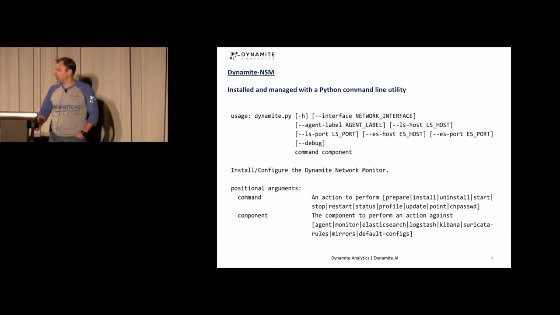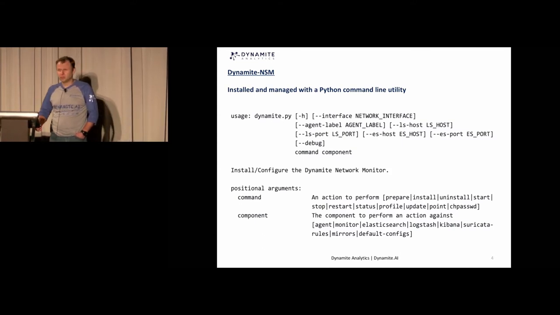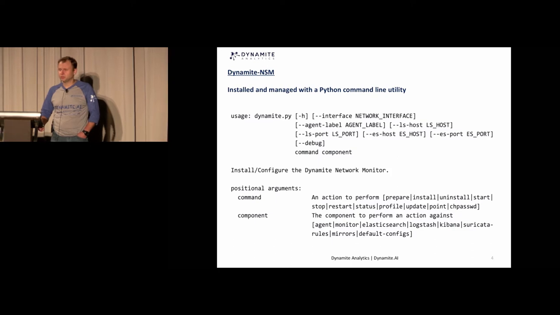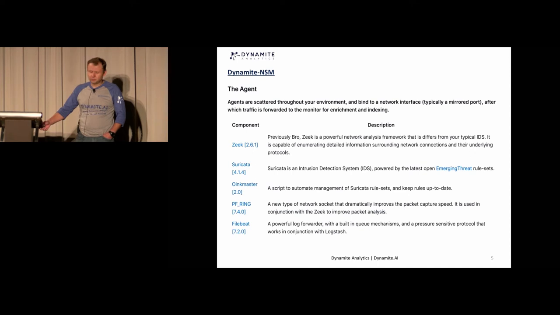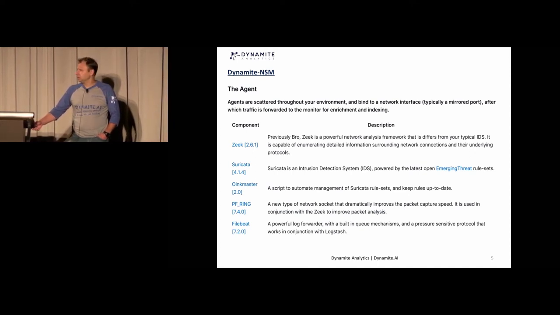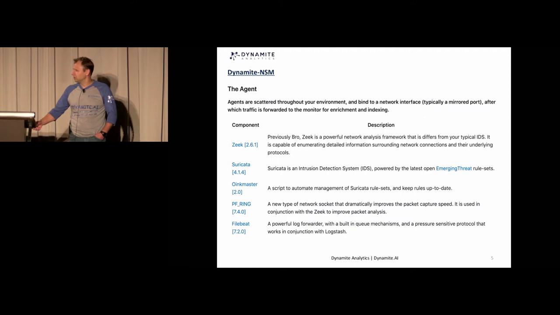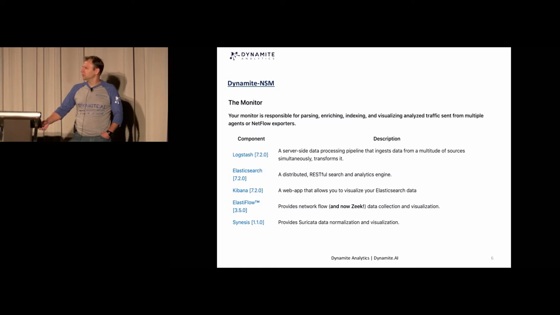We have a fully automated command line utility implemented in Python that has lots of bells and whistles and allows you to implement it on multiple Linux distributions, have it pull the source code, compile it, and go from there. The architecture is comprised of two key components. The agent has the usual suspects: Zeek, Suricata, PF_RING for optimization, and Filebeat, and some Snort updates with Oinkmaster.